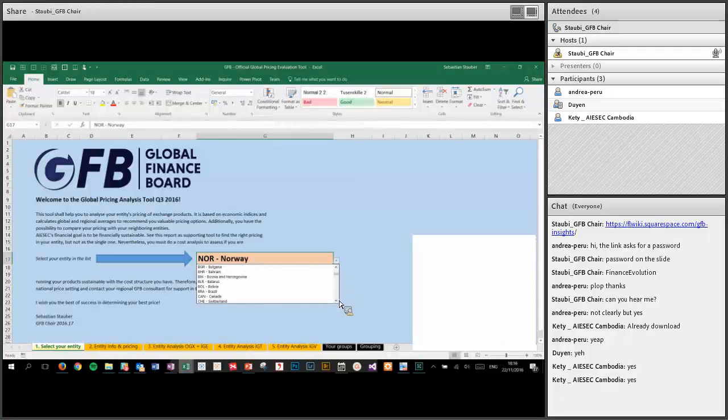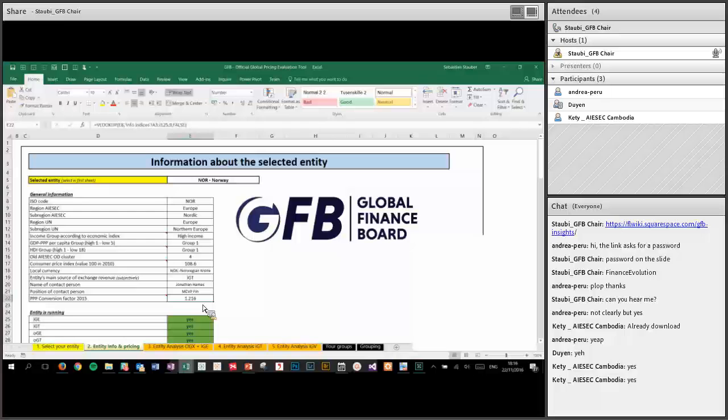Can't find Cambodia. Okay, a bit strange now, but I am in Cambodia. The prices are a bit lower, and this needs to be adjusted to come to a level 1. And this is when we can compare the prices. Otherwise, the entire pricing analysis would not work.